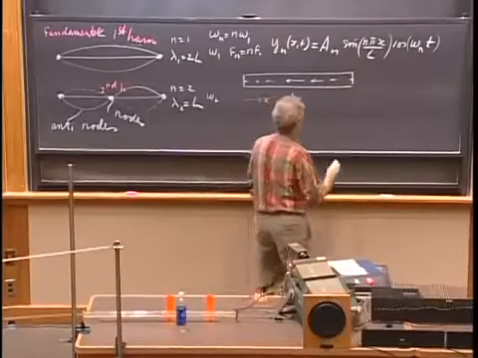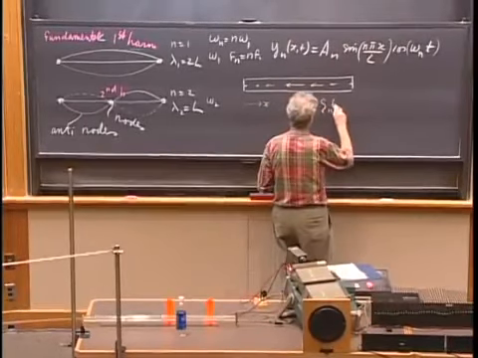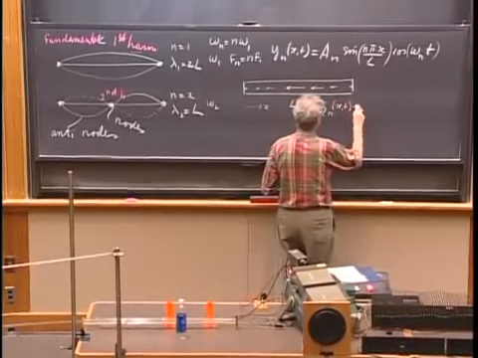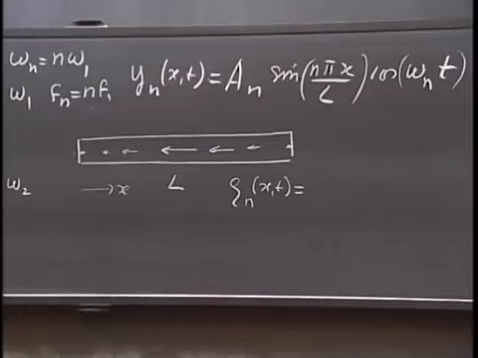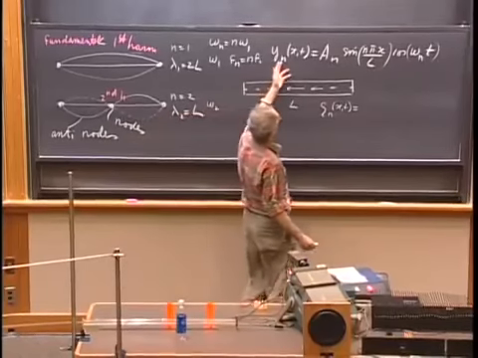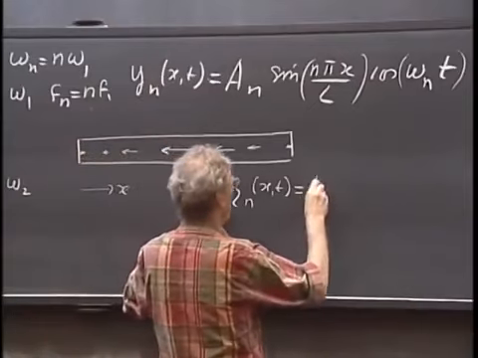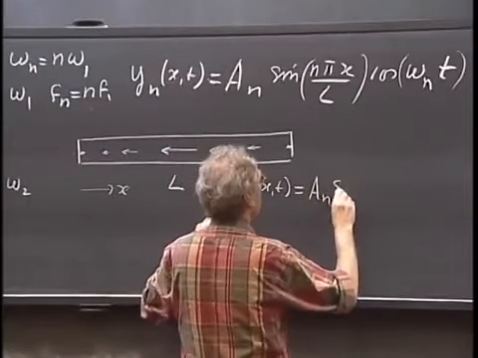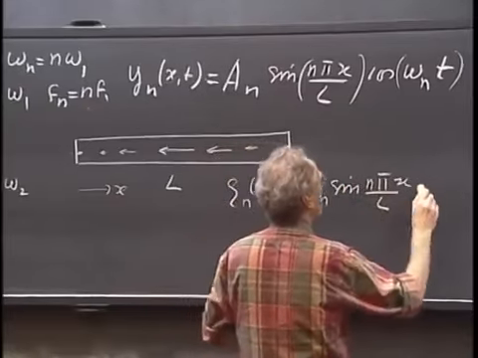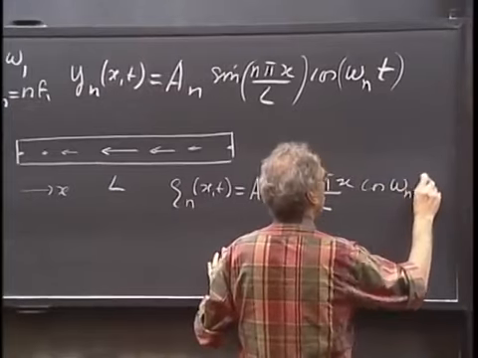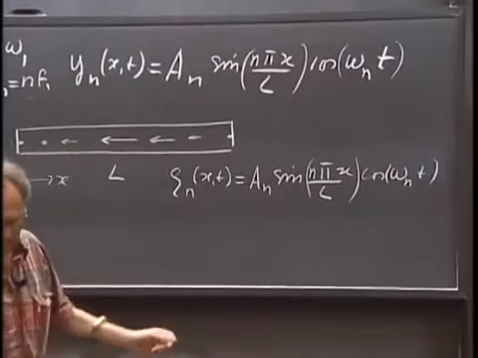And so I could write down that psi in its nth mode as a function of x and t is then effectively the same as my y that I had before, except I have to replace y now by psi. So I give it some amplitude, A of n, then I get the sine of n pi x over L, and I get the cosine omega n t. So the equation is completely identical.